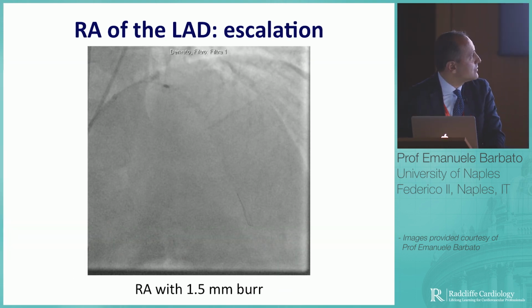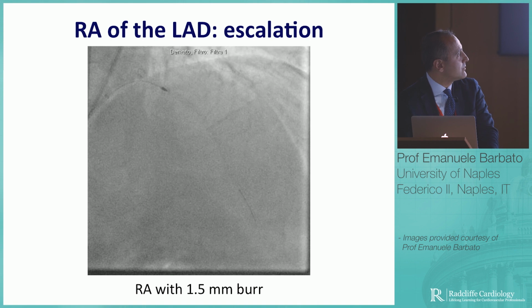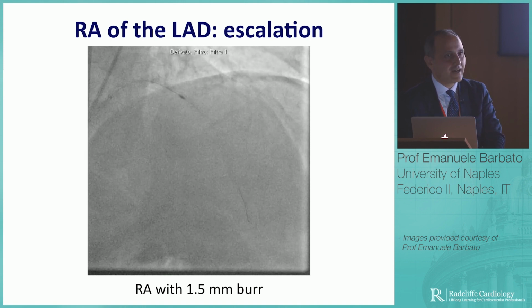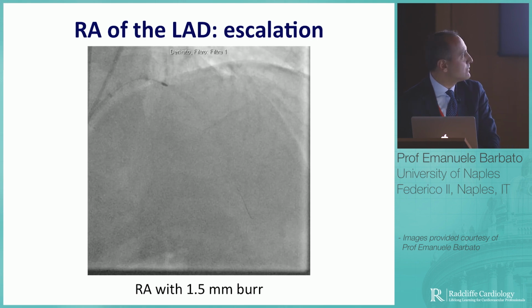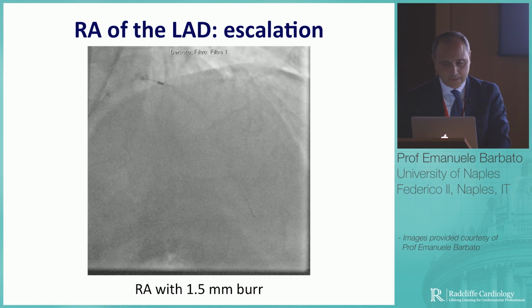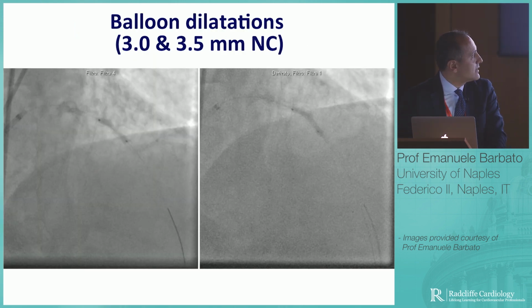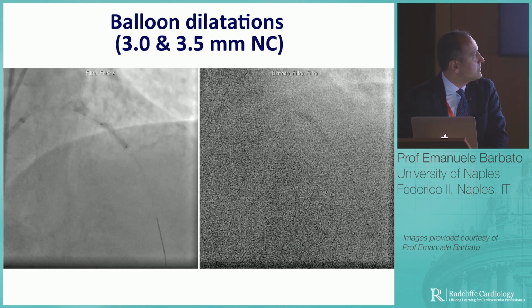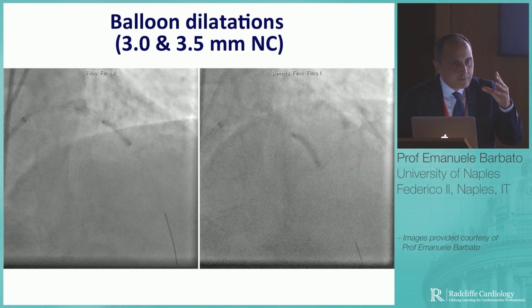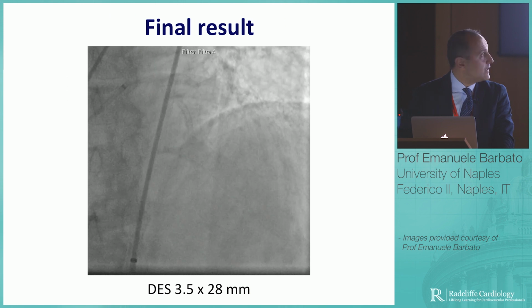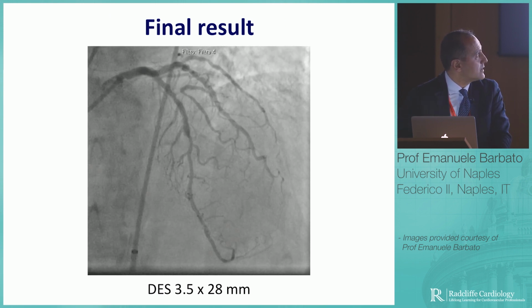Of course, don't stop. You have the 1.5 millimeter bar on the table. And you see, the plaque is still hard. Huh? It doesn't go smoothly, the 1.5 millimeter bar. Okay, but we did it. From now on, it has become a regular PCI, 3 and 3.5 non-compliant balloon, eventually opened up the stenosis. And this is the final angiographic result.